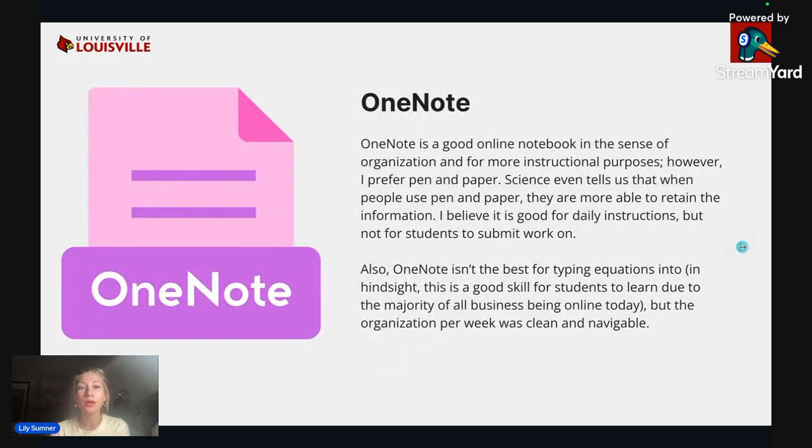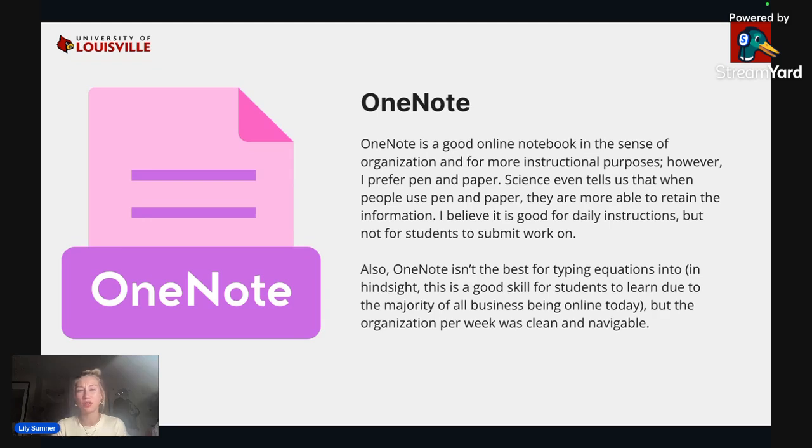So now into OneNote. OneNote, I felt, was a pretty good online notebook in the sense of organization and for more instructional purposes. However, pen and paper are a superpower, in my opinion. Science really shows us that when people use pen and paper, they are more likely to retain that information, and I believe we should utilize that.